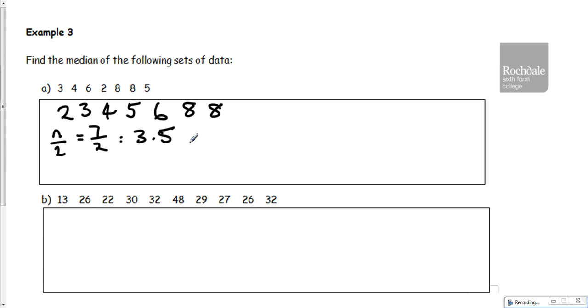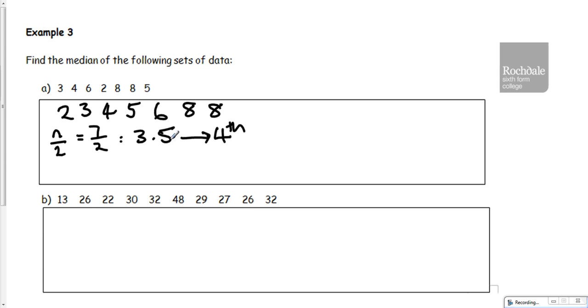3.5 is not an integer. So we use the second part of the rule. It says if it's not an integer, round up and use that term as the median. So we're going to round up to the next whole number. You always round up, even when we come to do quartiles, we might have 3.25. You still round up. That's the rule that Excel like to use.